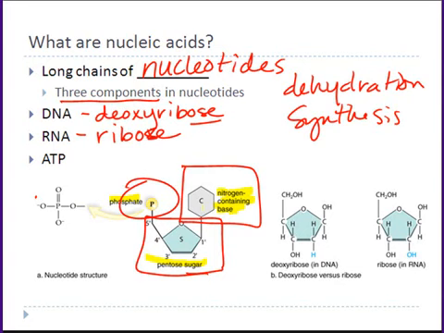I'll give you a couple of examples of nucleic acids. DNA is one example, where I have a bunch of nucleotides joined together, and each of those nucleotides has as its sugar group deoxyribose. By comparison, RNA is another nucleic acid which consists of lots of individual nucleotides joined together, but in those nucleotides the sugar group is ribose. ATP is a third type of nucleic acid that I'll talk about in just a couple more slides. This is the energy storage molecule for our cells.